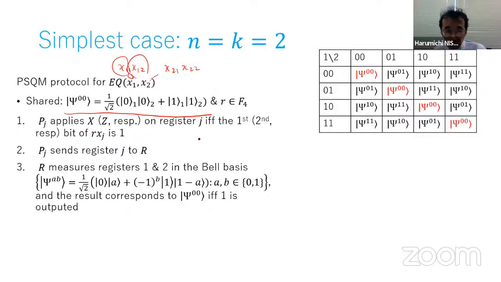But for the security condition, we can randomize the input by using another shared randomness. So first, the party applies R according to its input and uses the same protocol. In this case, we can randomize these three different states by using this, so we cannot discriminate these three. This is the basic idea. We can extend this idea to general N and K.